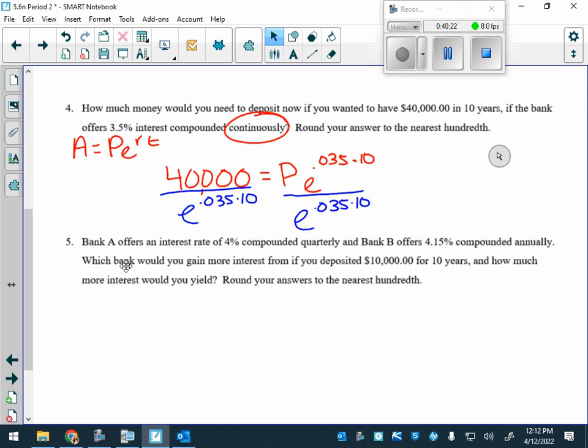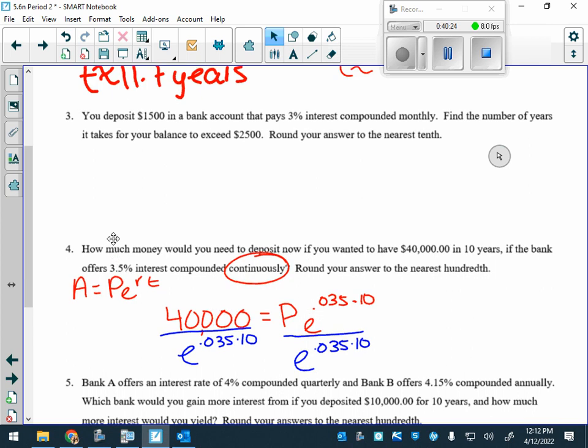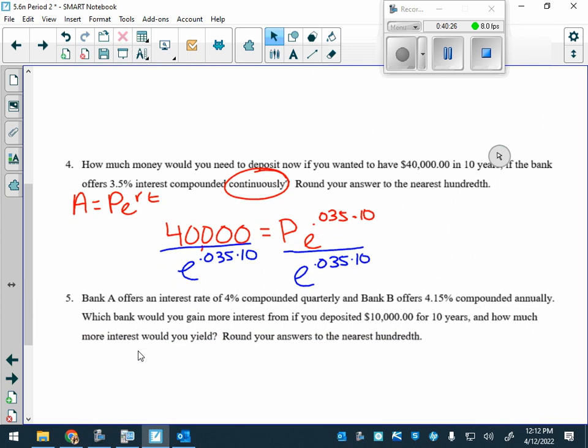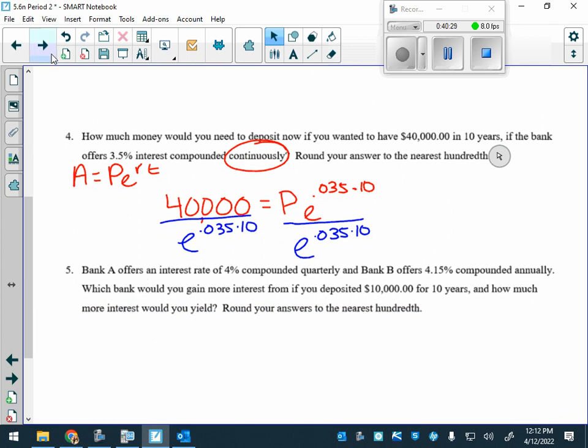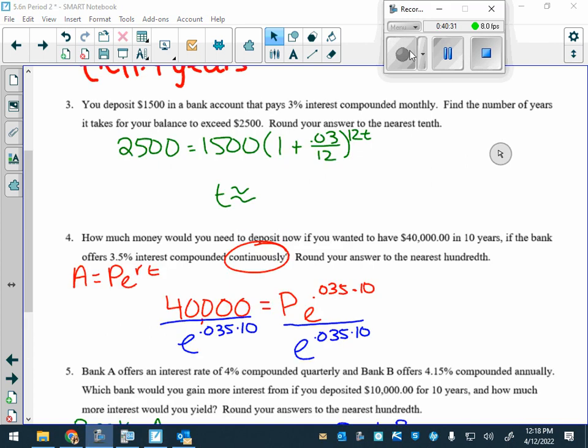All right, so I want you to try 2 on your own right now. Number 3 and number 5. Okay, number 3 and number 5. All right, let's look at number 3. Okay. You deposit $1,500 in a bank account that pays 3% interest compounded monthly. So we're using the first formula in terms of compound interest. Find the number of years it takes your balance to exceed 2,500. Round your answer to the nearest 10.